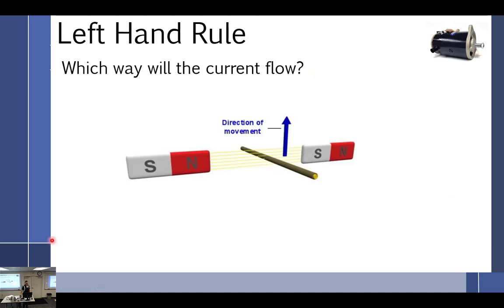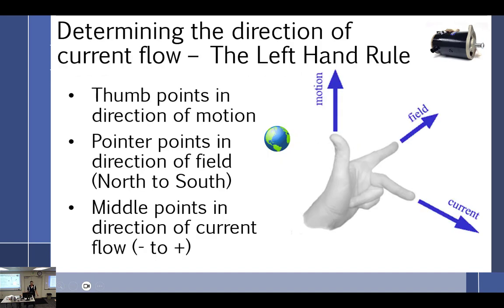All right, so using the left-hand rule of thumb. Motion is the thumb, the pointer is the field, and the middle finger is the current. That one right there is the current flow. Not this one, not that one. It's that one right there.